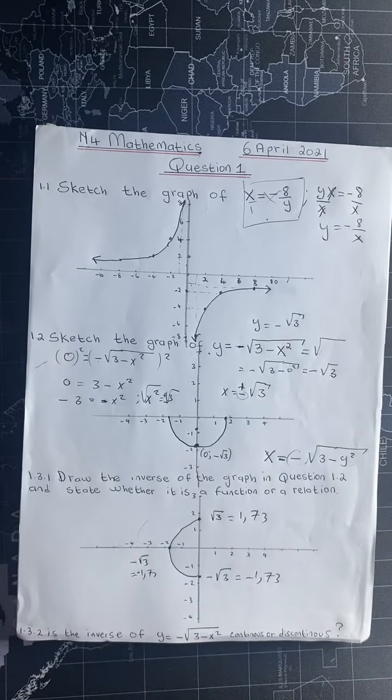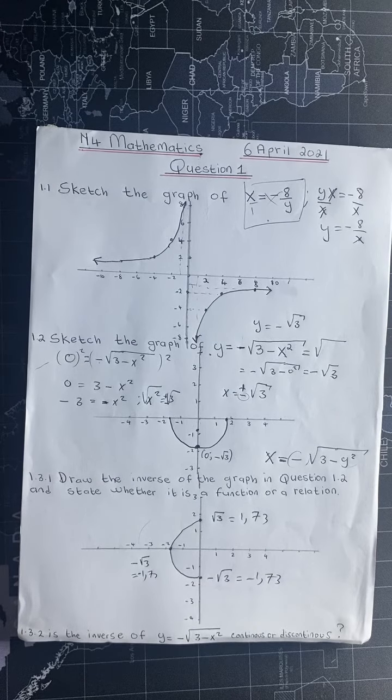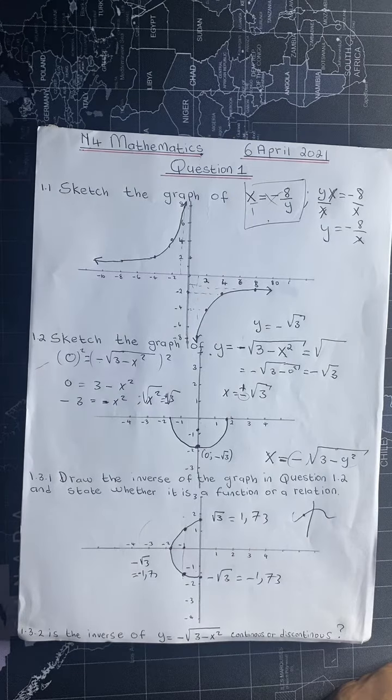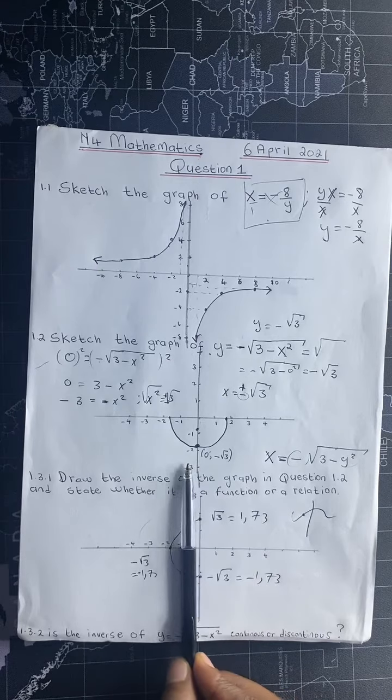So we have to state whether this graph is a function or a relation. To determine if a graph is a function, you have to use the vertical line test. So you have to take your ruler and you move it around the graph. If it touches the graph 2 times vertically, then this will be a relation and not a function.